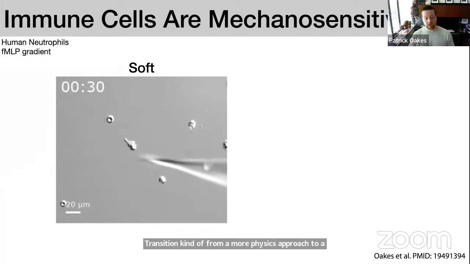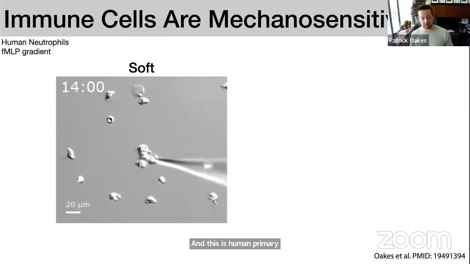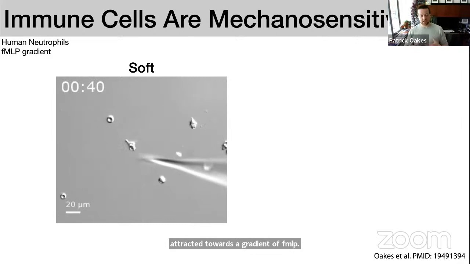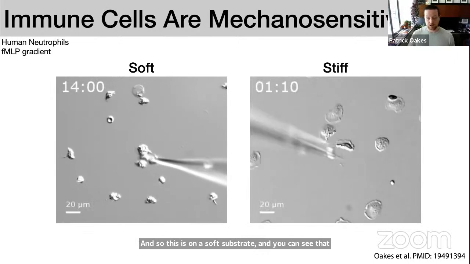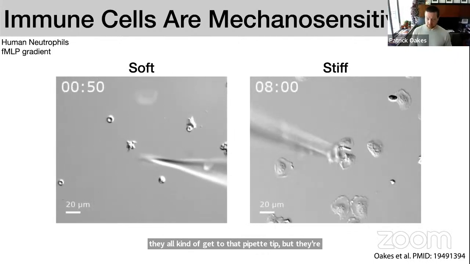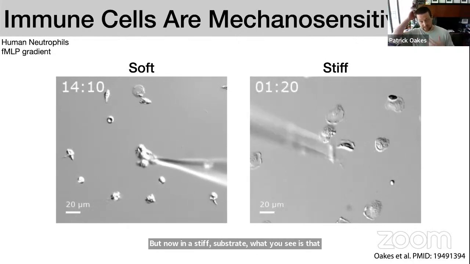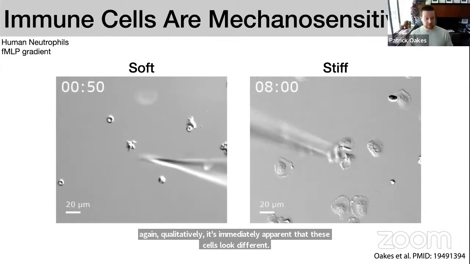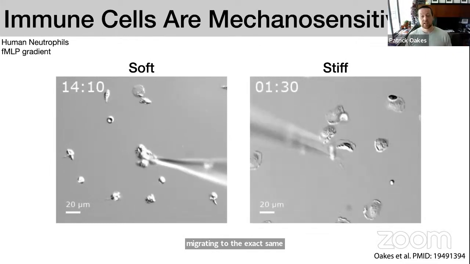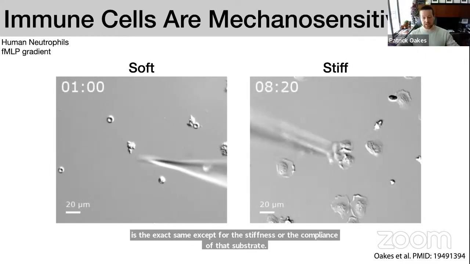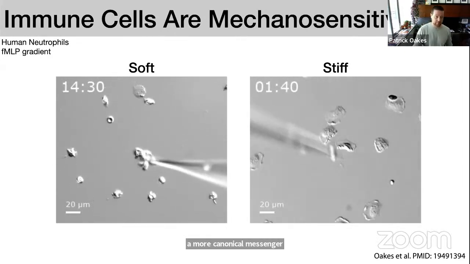And this is human primary neutrophils that are being attracted towards a gradient of fMLP coming out of this little micropipette tip in the center. And so this is on a soft substrate, and you can see that they all get to that pipette tip, but they're rounded up and very dynamic and they move around. However, if we look at the exact same situation, but now on a stiff substrate, again, qualitatively, it's immediately apparent that these cells look different, right? These are the exact same human neutrophils migrating to the exact same chemoattractant. Everything is the exact same, except for the stiffness or the compliance of that substrate. And so in this case, on the stiff substrate, they flatten out like pancakes, and they form what almost looks like a more canonical mesenchymal or keratinocyte maybe migration pattern.